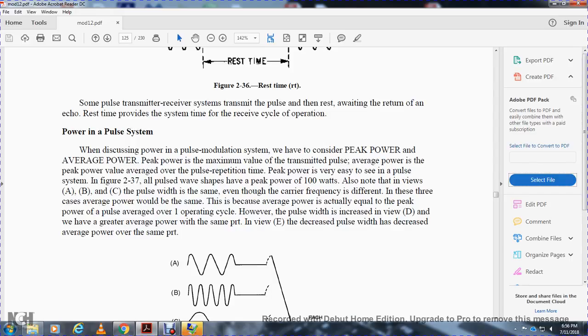The peak power is very easy to see in the pulse system in figure 237. The pulse wave shape has a peak power of 100 watts. Note that in views A, B, and C the pulse width and shape are the same, even though the carrier frequencies are different. In these cases, the average power would be the same.